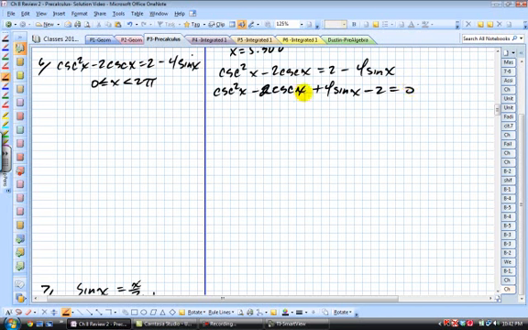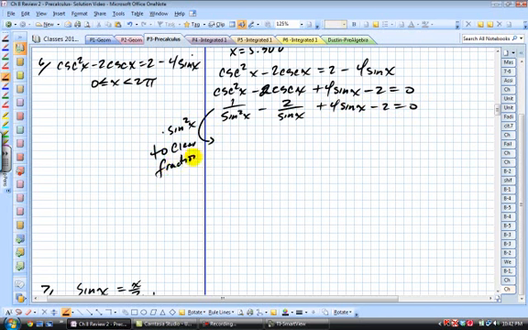These are right here. This is 1 over sine squared x minus 2 divided by sine x plus 4 sine x minus 2 equals 0. Let's multiply everything through by sine squared x to clear the fraction. So from here to here, I'm going to multiply by sine squared x to clear fractions.